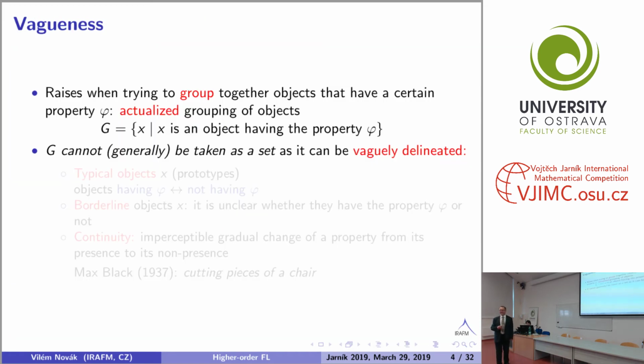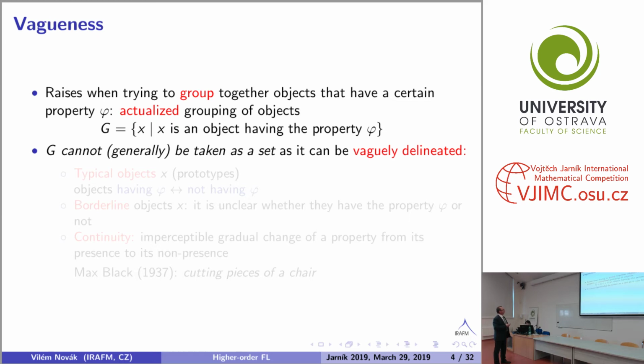So this is related to vagueness. These paradoxes, the Sorites or the paradox of Phalacros, heaps and bald men, are essential properties which accompany the phenomenon of vagueness. Vagueness arises if we try to group together objects that have a certain property. And we can consider an actualized grouping of objects, which means that all objects are, at least in our mind, at our disposal at one moment.